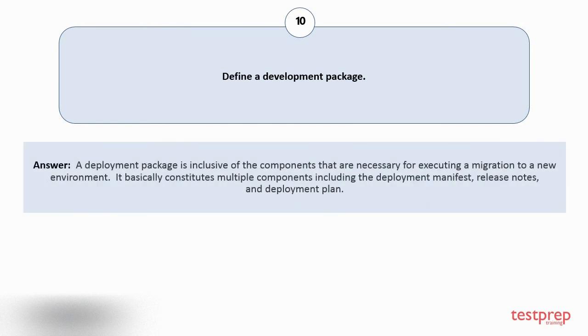Question number 10, define a deployment package. Your answer is: a deployment package is inclusive of the components that are necessary for executing a migration to a new environment. It basically constitutes multiple components including the deployment manifest, release notes, and deployment plan.